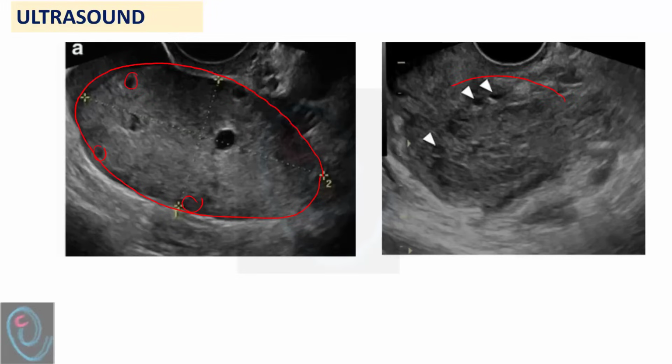Here in the second picture, we can see an enlarged ovary, and these are the multiple follicles pushed to the periphery. Heterogeneous appearance of ovarian stroma due to edema and hemorrhage is another feature, and sometimes abnormal ovarian location may be found, such as being anterior to the uterus.